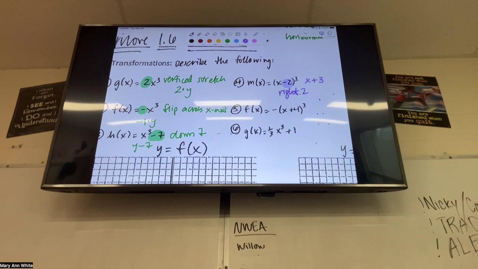What about number 5? Let's do the 4 first. What does that 4 do? To the left 4 times. Wait, sorry, that should be 2, not... Oh, or we're going right 2. So we're going left 4, so that's taking all of our x's and minusing 4.